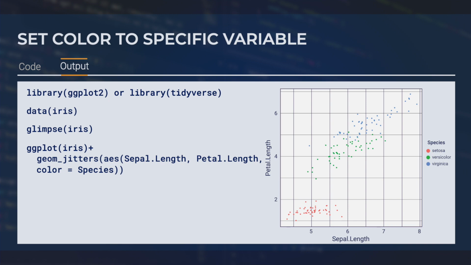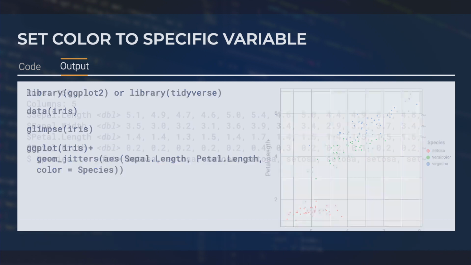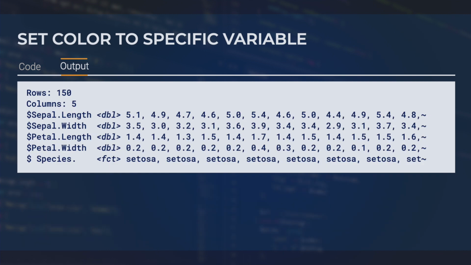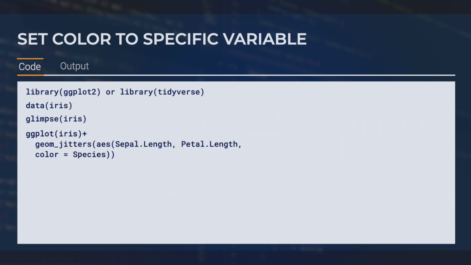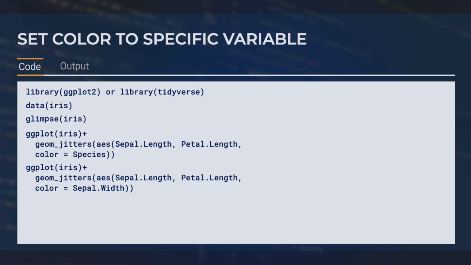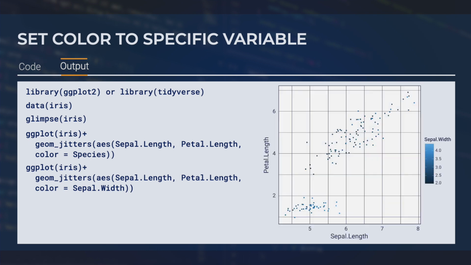So in that example, we mapped color to a discrete variable. But what about a continuous variable? Let's look back at our dataset. In our dataset, we have some width measurements as well. Let's map our color to the sepal width and see if we can detect any trends. As you can see, GGPlot has provided a legend showing a gradient of color ranging from light to dark blue for measurements from 2 to 4.5.